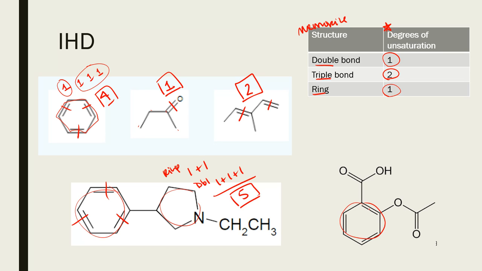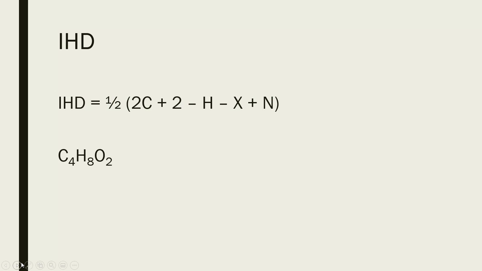Here, I've got 1 ring. I've got 1, 2, 3, 4, 5 double bonds. 5 double bonds plus 1 ring is a total index of hydrogen deficiency equal to 6. So we can look at the structural formula of a molecule and figure out what its index of hydrogen deficiency is. We also have this formula that you could memorize, and I don't know why you would want to do that, but you can. So this is our formula for determining index of hydrogen deficiency.